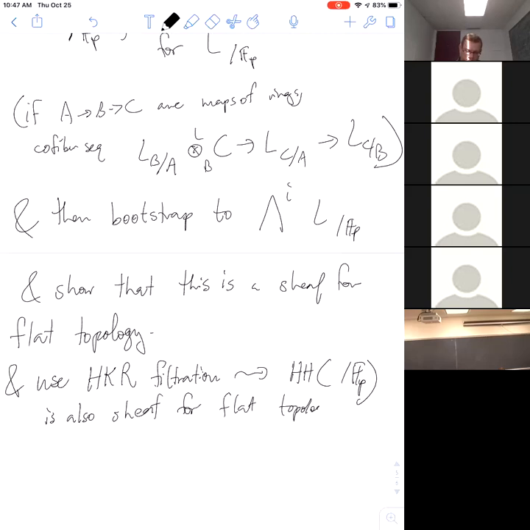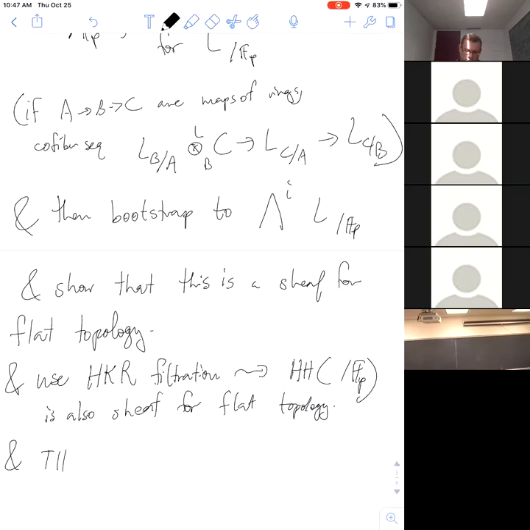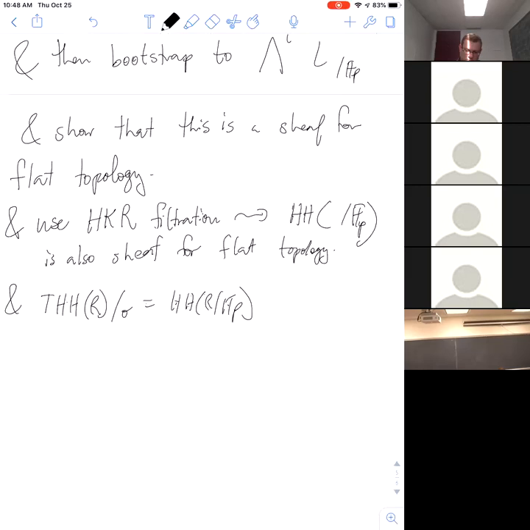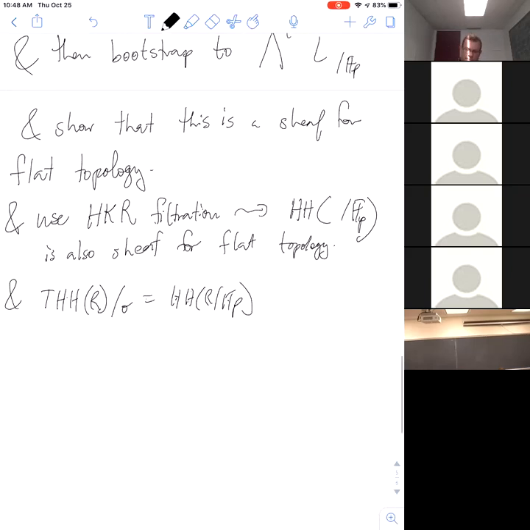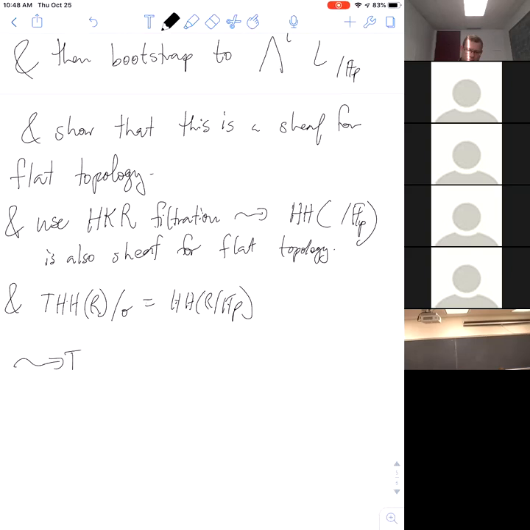And then finally, you have Hochschild homology, and then you get up to topological Hochschild homology. So THH of R mod sigma is HH of R relative to FP. So you can do a Bökstedt-type spectral sequence. THH of R mod sigma is Hochschild homology, which is a sheaf. And then inductively, THH of R mod sigma to the n is a sheaf. And then taking the inverse limit as n goes to infinity, which is controlled by connectivity, is going to tell you that THH of R is a sheaf.